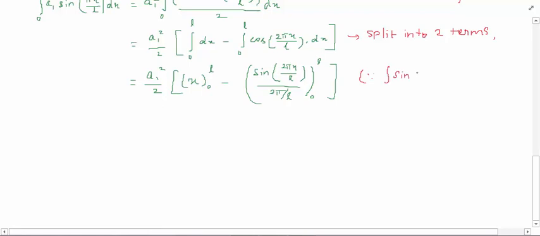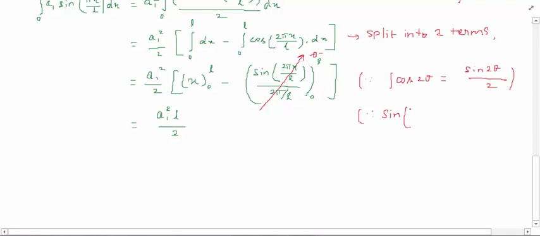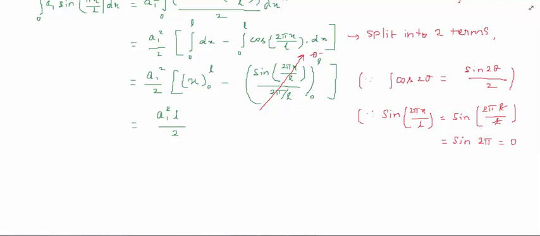So you know the formula for the integration of cos 2 theta, which is sin 2 theta by 2, right? So a1 square L by 2 will be there. This whole term becomes 0, because sin 2πx by L will become sin 2π. After cancelling these terms, sin 2π will be 0, right?